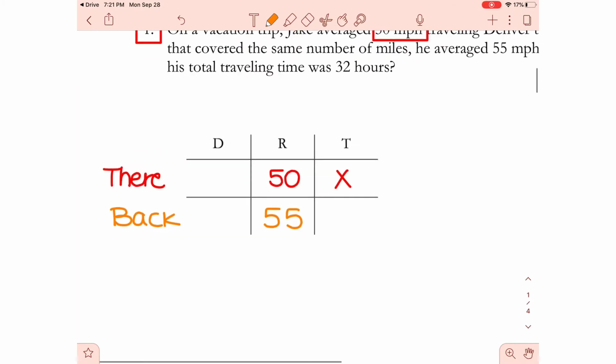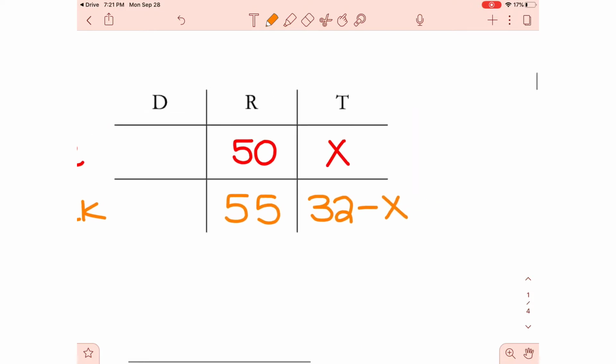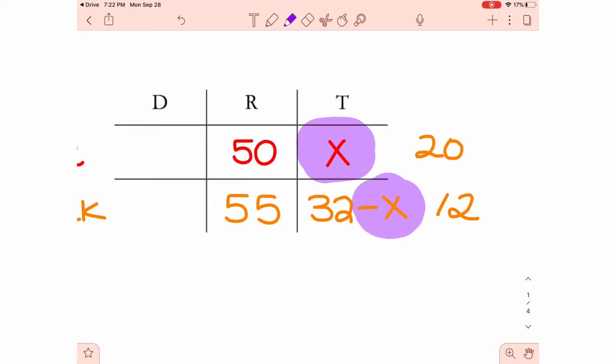Now, we don't know the time, but we know that it has to add up to 32. So no matter what, the time coming back is going to be 32 minus however long it took there. So let's say it took 20 hours to go there. Well, then it would have to take 12 hours to come back because the numbers have to add to 32. So if it takes X hours there, then to find the hours back, we'd have to do 32 minus whatever that first one is. So that's where I came up with the 32 minus X.